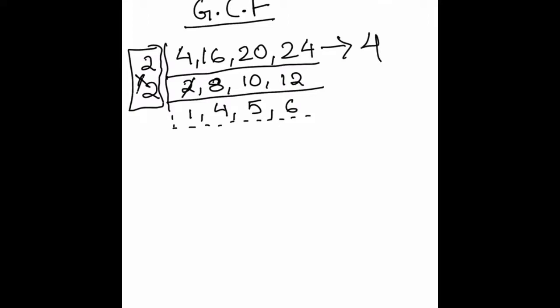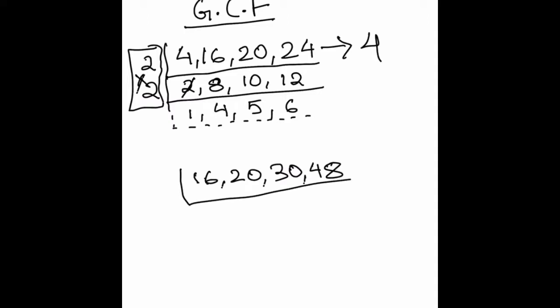Now, what if we had another set of numbers, such as 16, 20, 30, and 48. I would start off by dividing, and the first thing I would look for is there one number that can divide all four of them? Given how these are all even numbers, 2 is a very safe place to start. So I can start with 2, 10, 15, 24.